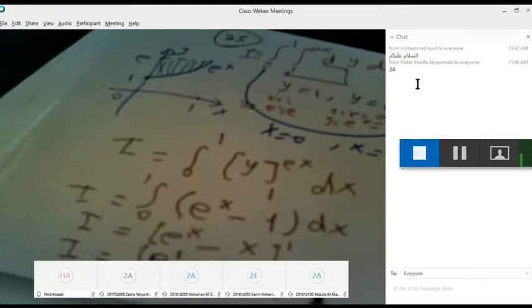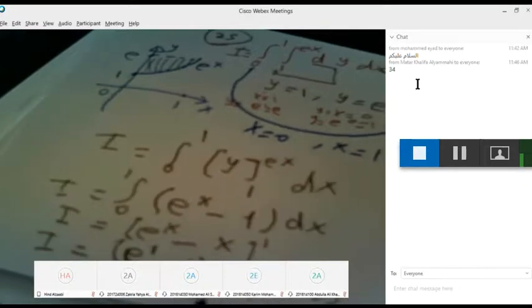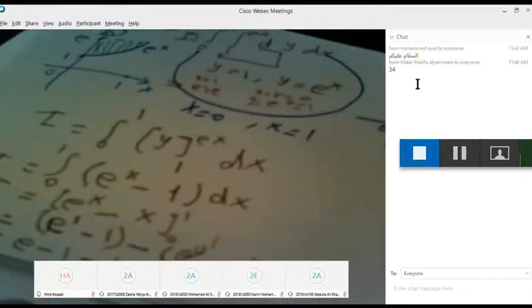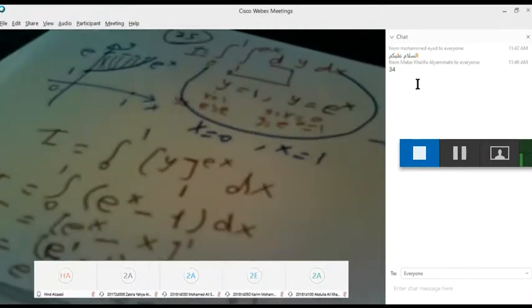E to the 1 is e, minus 1, because x is 1, minus the substitution by x equal to 0, e to the 0 is 1, minus x is 0 minus 0. So this is my final result.